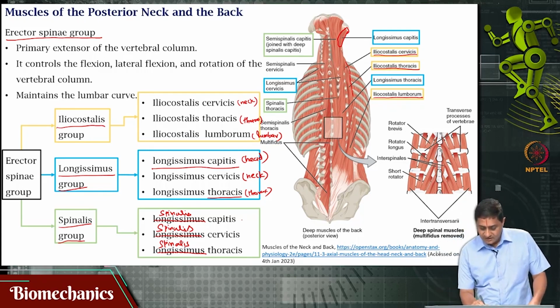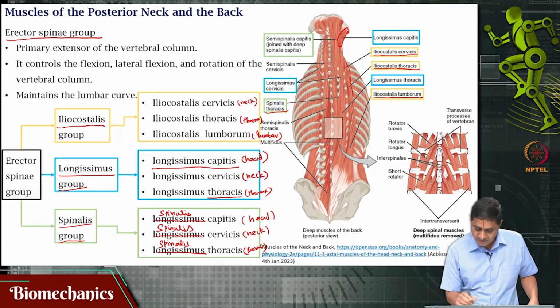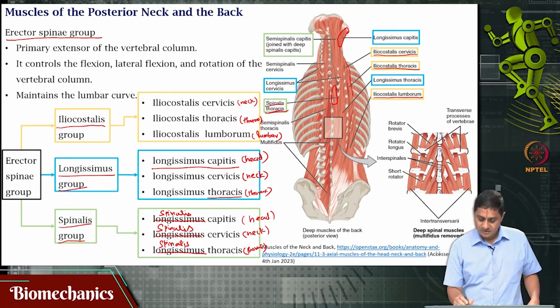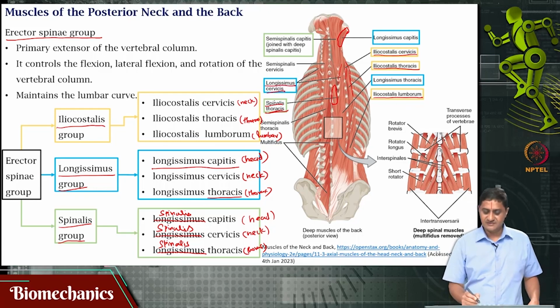The capitis is located at the level of the head, cervicis is located at the level of the neck, and thoracis is located at the level of the thorax. So, the most medial one, for example, at the level of the thorax is called spinalis thoracis. The intermediate one at the level of the neck is called longissimus cervicis.